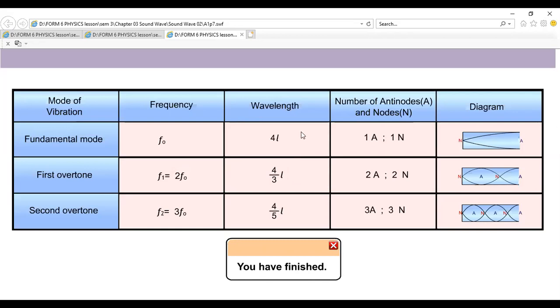Once we convert to frequency, where V equal to F lambda, we notice that the frequency for the fundamental mode is F0. The frequency of the first overtone F1 will be double the fundamental mode, and F2, the second overtone, will be 3F0. F3 equal to 4F0, F5 equal to 5F0, and so on.